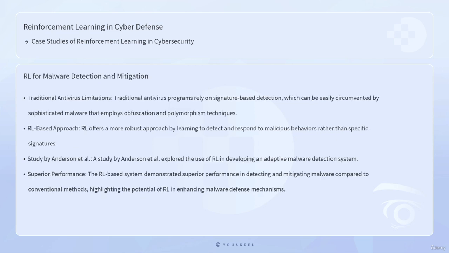Another compelling case study involves the use of RL for malware detection and mitigation. Traditional antivirus programs rely on signature-based detection, which can be easily circumvented by sophisticated malware that employs obfuscation and polymorphism techniques. RL offers a more robust approach by learning to detect and respond to malicious behaviors rather than specific signatures. A study by Anderson et al. explored the use of RL in developing an adaptive malware detection system.